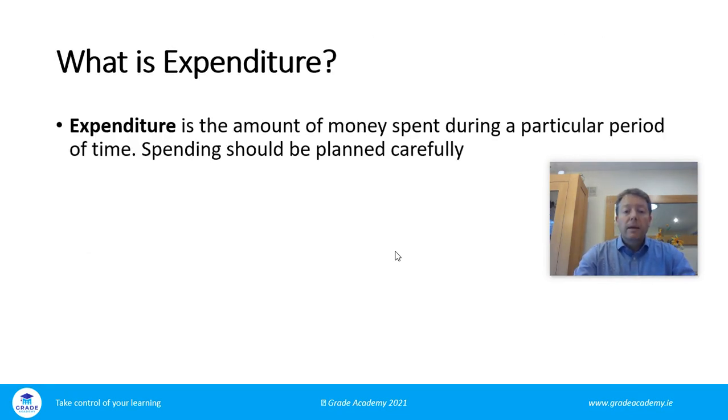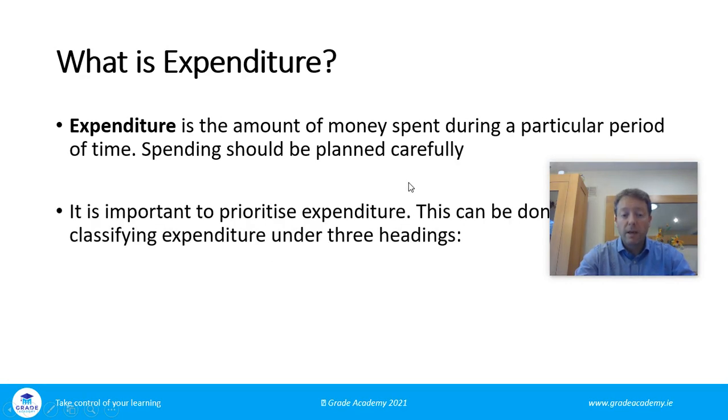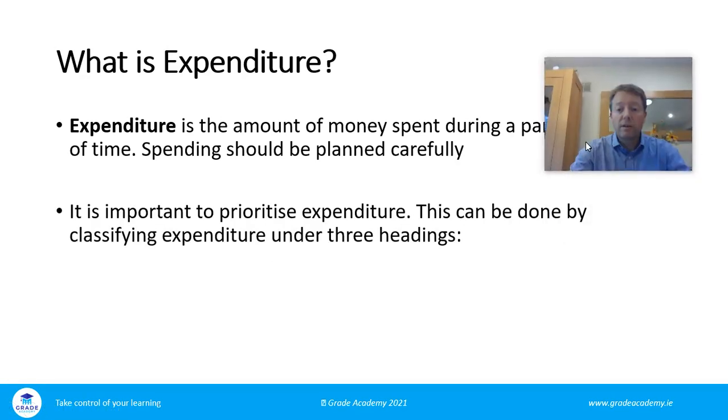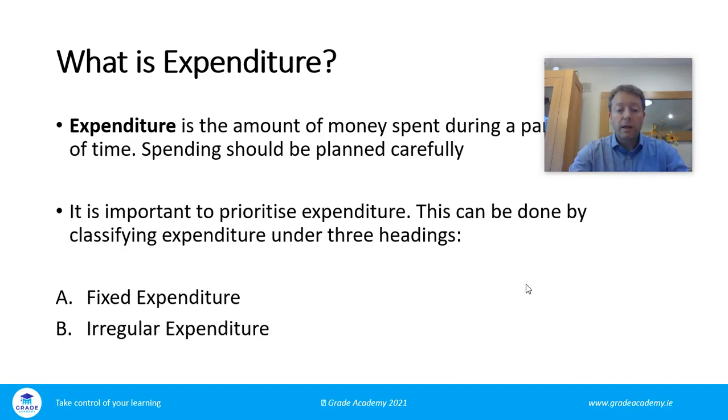Now, expenditure, the second half of this unit. Expenditure is the amount of money spent during a particular period of time. Spending should be planned carefully. It is important to prioritize spending. This can be done by classifying expenditure under 3 headings: fixed expenditure, irregular expenditure, and discretionary expenditure.